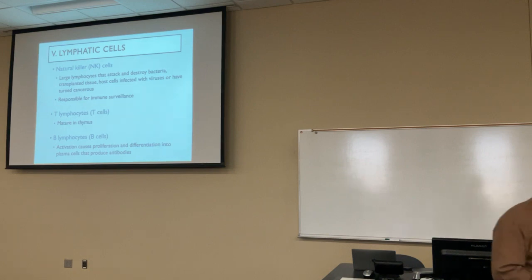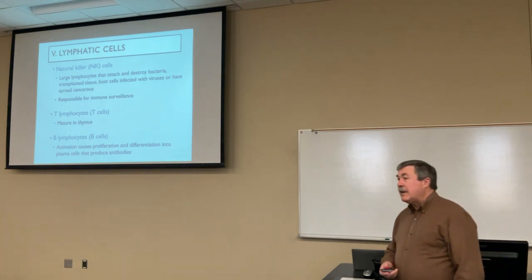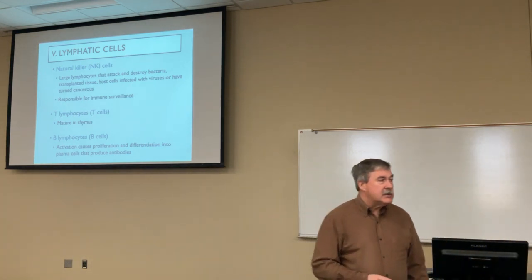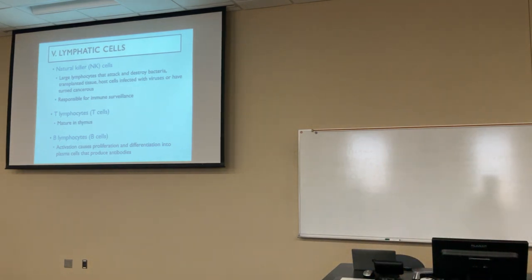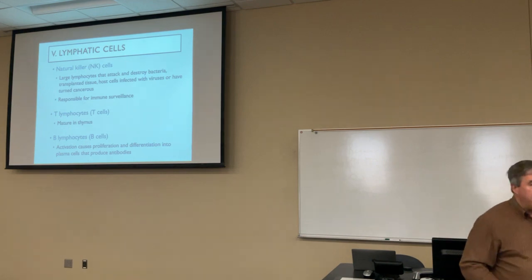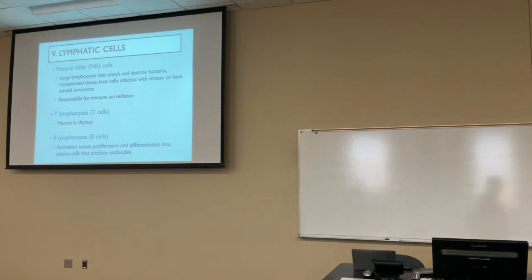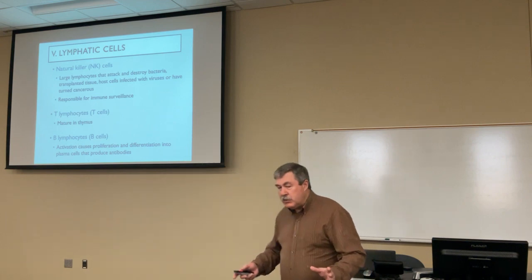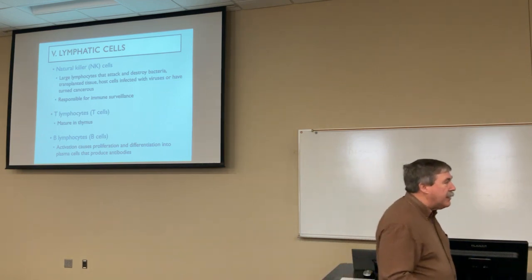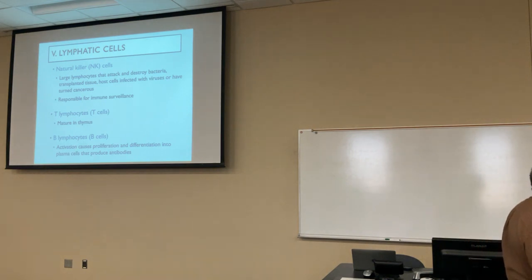Also transplanted tissue, if the transplanted tissue is not a match. Host cells infected with viruses, or even cancer cells. Natural killer cells can attack and destroy cells that have become cancerous in the body. So they're responsible for at least part of the immune surveillance of the immune system. And so these natural killer cells, they're actually capable of destroying a fairly wide range of cell types, of foreign cells.